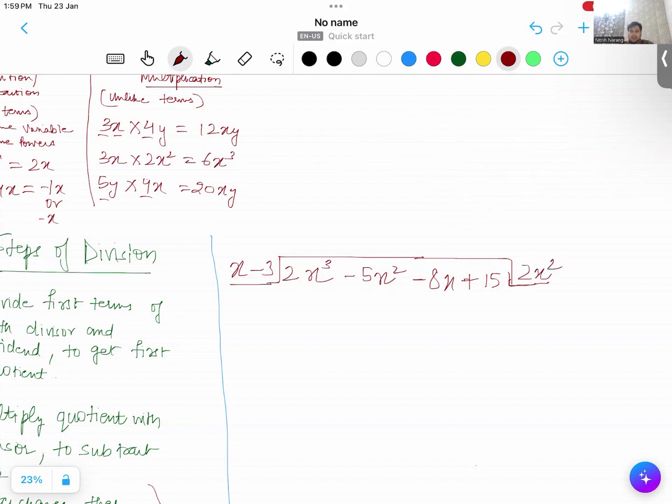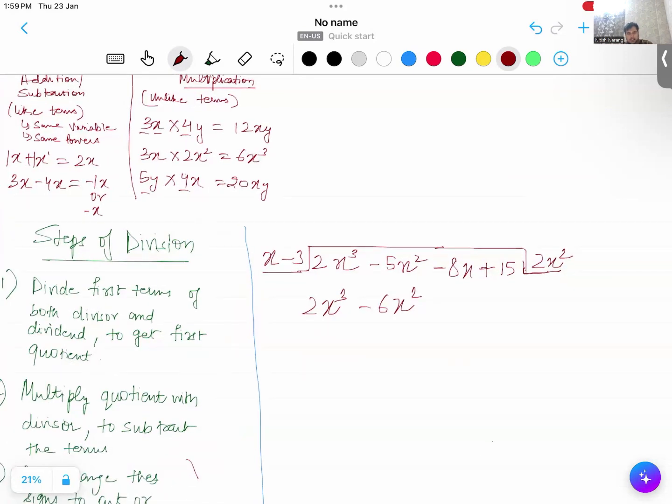Now we will multiply 2x square with x. So it will become 2x cube. Now we will multiply 2x square with minus 3. 2x square with minus 3, 3 2s are 6, x square. All right. So we have done the first step as well as the second step. In the first step, we divided the first term of the dividend by the first term of the divisor to get the first quotient, which is 2x square. In the second step, we multiplied 2x square with the first term of the divisor to get the first term, and then multiplied 2x square with the second term of the divisor to get the second term. And in the case of subtraction of terms, we need to interchange the signs.